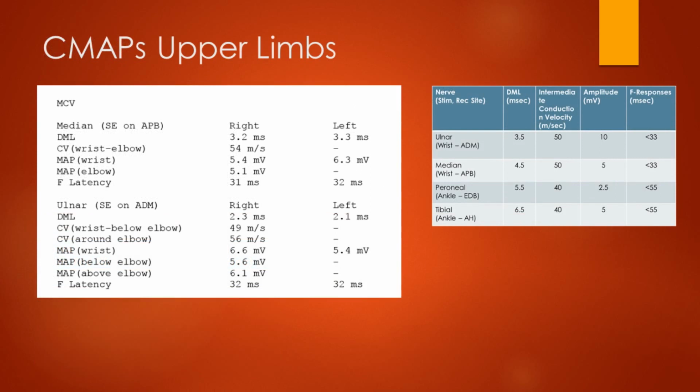Let's have a look at the motor amplitudes in the upper limbs. We can see here normal amplitudes, normal distal latencies, normal conduction velocities around the elbows, and so there's no evidence of entrapment neuropathies in the upper limbs.